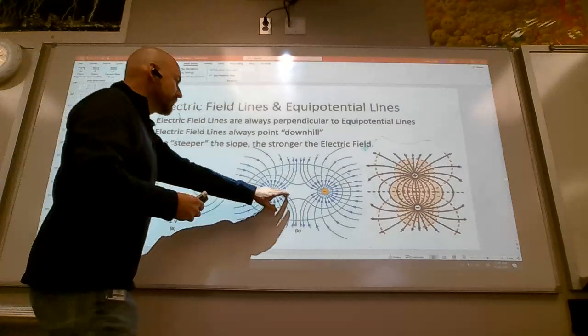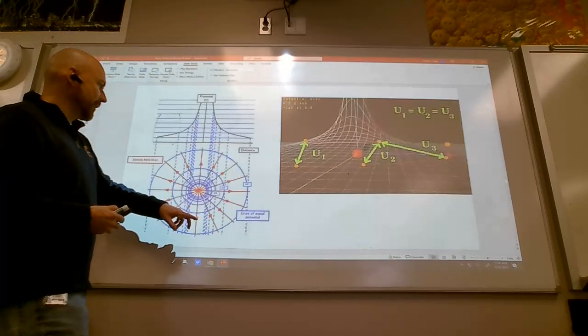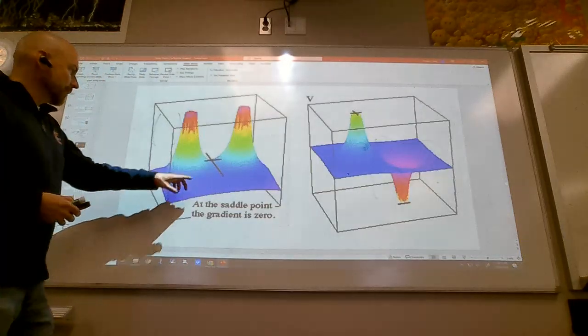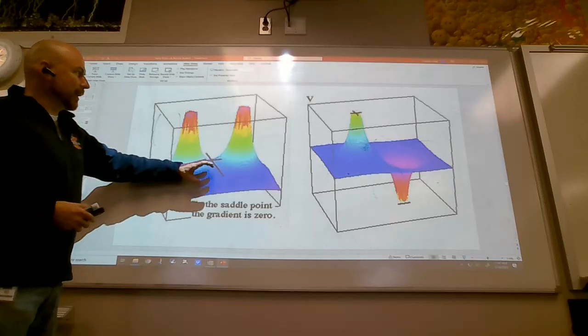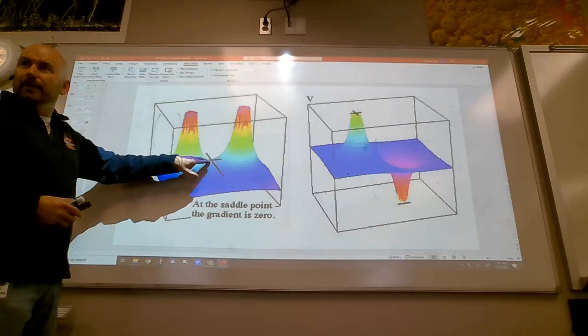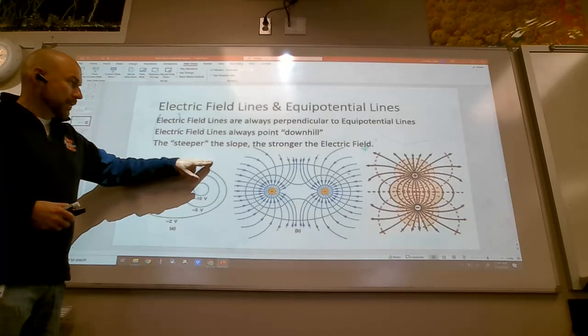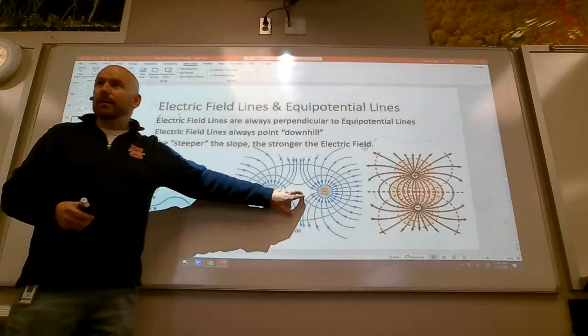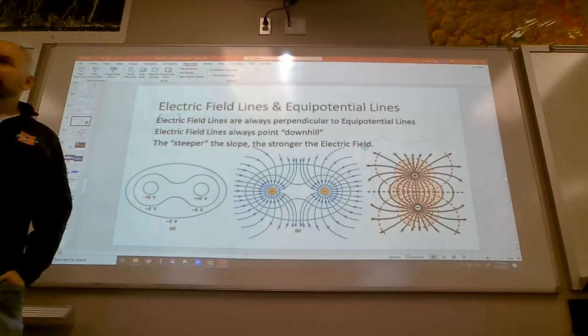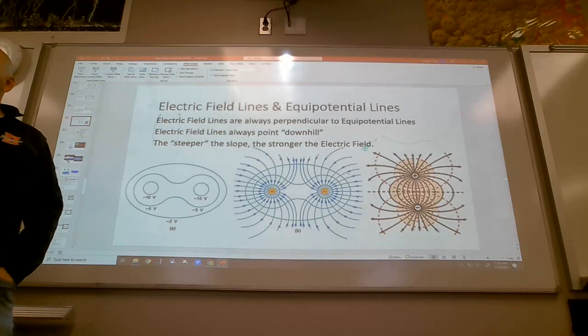So here, this would be a saddle point. I recognize that my diagram should be upside down, but that saddle point is this point here. It has a weaker electric field. It's shallow.